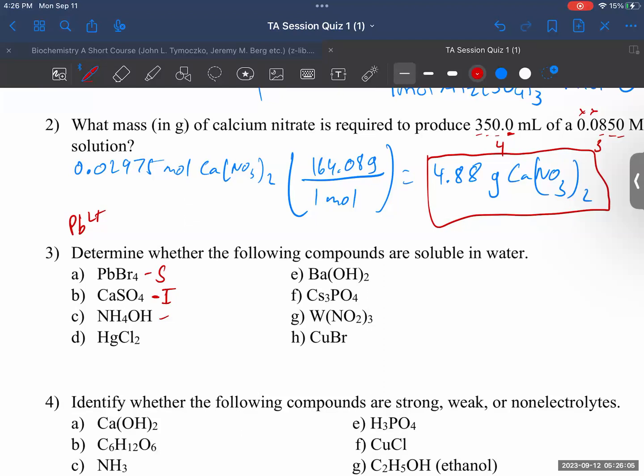All right. Ammonium hydroxide, soluble or insoluble? Soluble. This one is soluble. Yeah, ammonium, always soluble. Burn it into your mind.